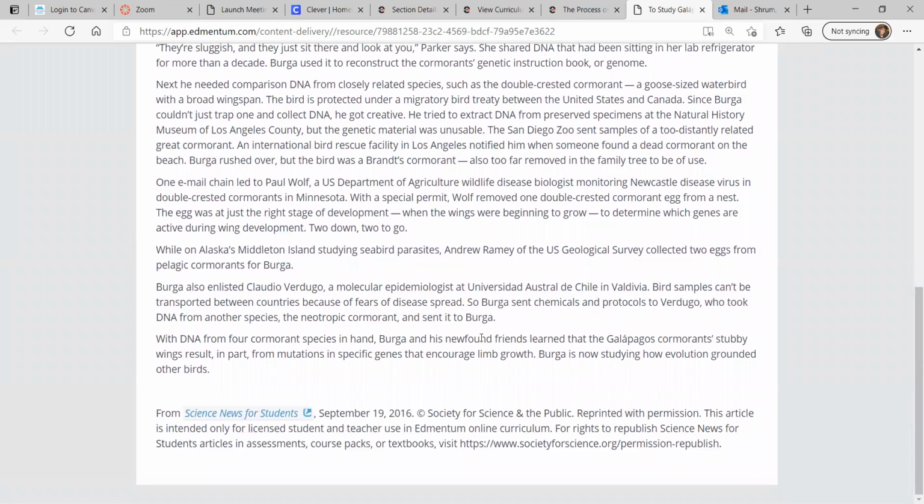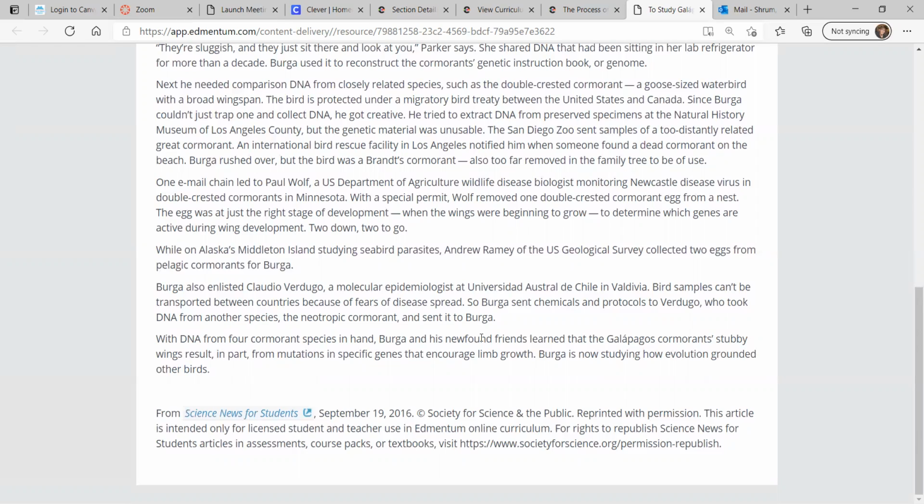So next, he needed DNA from closely related species. That could be the double-crested cormorant, which is the size of a goose. And that bird is protected under a migratory bird treaty between the US and Canada. Since Berga couldn't just trap one and collect DNA, he got a little creative. He tried to extract DNA from preserved specimens at the Natural History Museum of LA County, but the genetic material was not usable. The San Diego Zoo sent samples of a too distantly related great cormorant.